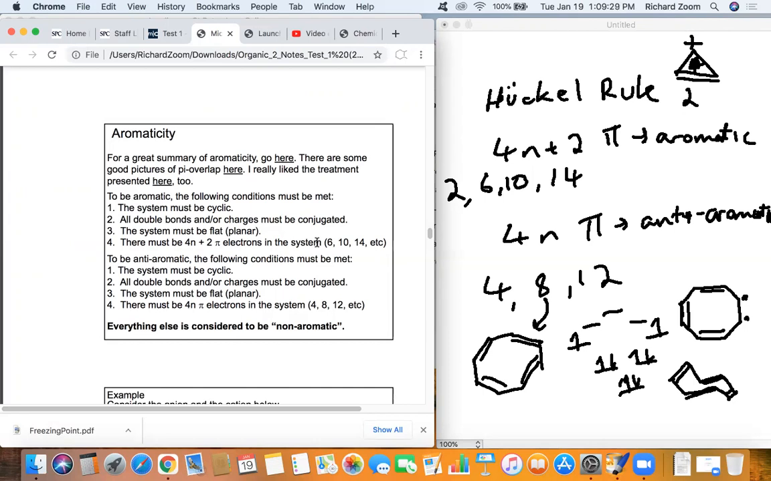And for aromaticity, there must be 4n plus 2 pi electrons in the system. So numbers are 6, 10, 14, etc. To be anti-aromatic, it's exactly the same conditions, except that at the end there's 4, 8, or 12. And everything else in the world is considered to be what I call non-aromatic. So anything that's not flat is automatically considered to be non-aromatic. All right, does anybody have any questions? Okay.